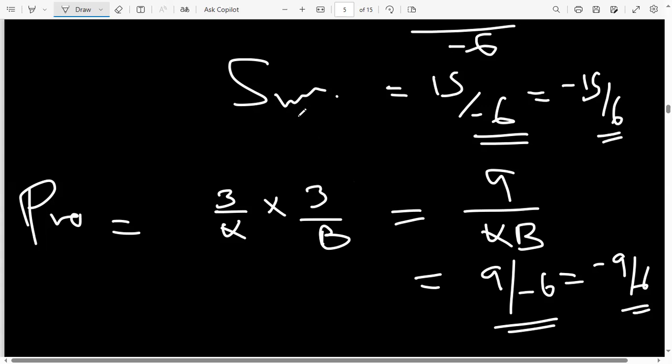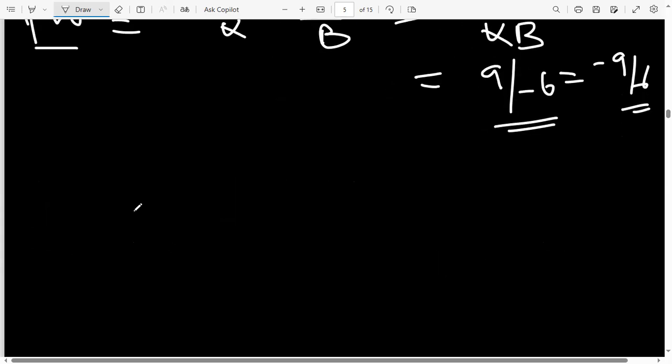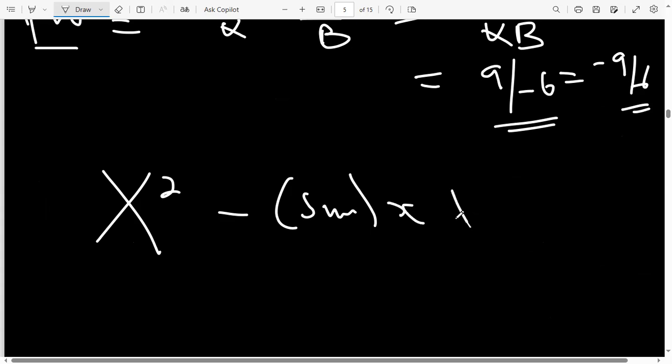Okay, so we have the sum and we have the product. So immediately we have the sum and the product, it means we can come up with a new equation. It's as simple as that. So the new equation is always in this format: x squared, okay, minus the sum x, and then plus the product, okay, is equal to 0. This is the general form of the new equation.